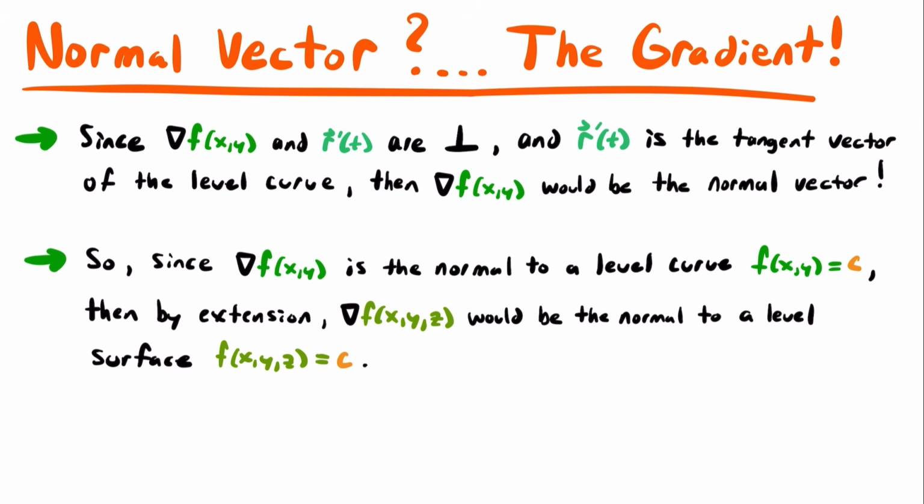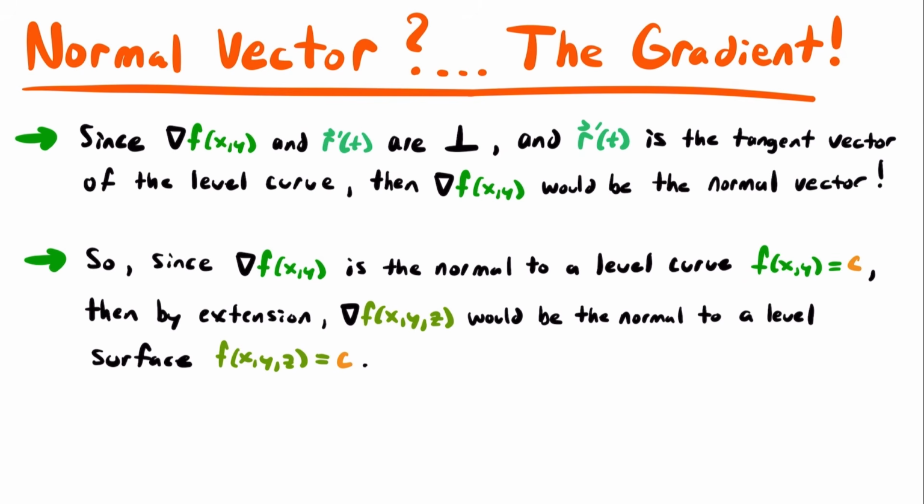Since we know that the gradient vector, del f of xy, is the normal to a level curve, f of xy equals c, then by extension, the gradient vector, del f of xyz, would be the normal to a level surface, f of xyz equals c. That is what we were looking for. In order to find a tangent plane at a point on a surface, we need a normal vector at a point on a surface, which is exactly what this describes here.